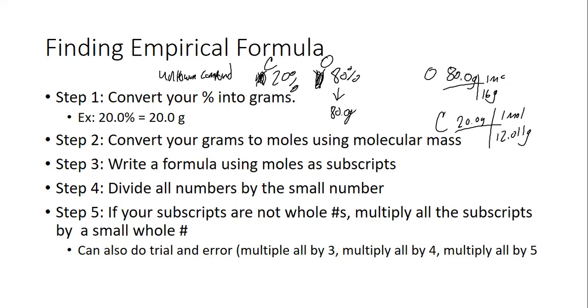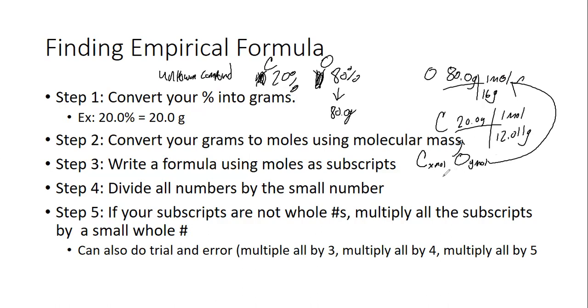Then you write the formula using your moles as subscripts. So you'd say carbon, how many moles I just calculated in the previous step. Oxygen, how many moles I just calculated in the previous step. And whatever your smallest number is, you divide both of these numbers by the smallest number.